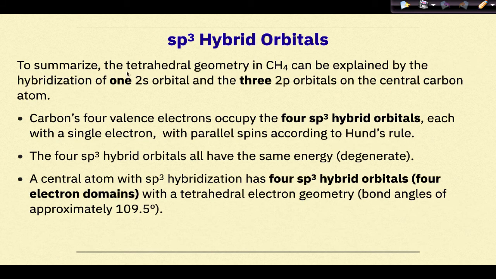To summarize, the tetrahedral geometry in CH4 can be explained by the hybridization of 1 2s orbital and 3 2p orbitals on the central carbon atom. Carbon's 4 valence electrons occupy the 4 sp3 hybrid orbitals, each with a single electron with parallel spins according to Hund's rule. The 4 sp3 hybrid orbitals all have the same energy. In other words, they are degenerate. A central atom with sp3 hybridization has 4 sp3 hybrid orbitals, 4 electron domains, with a tetrahedral electron geometry with bond angles of approximately 109.5 degrees.